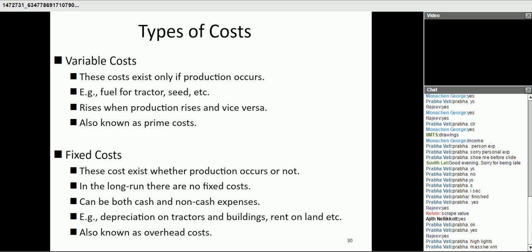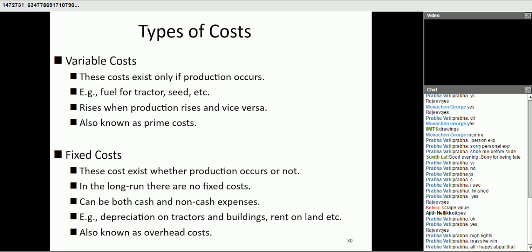Now this is the main type of cost which we need to know: variable cost and fixed cost. Okay, because these are the costs which will be taken into consideration in our calculations.